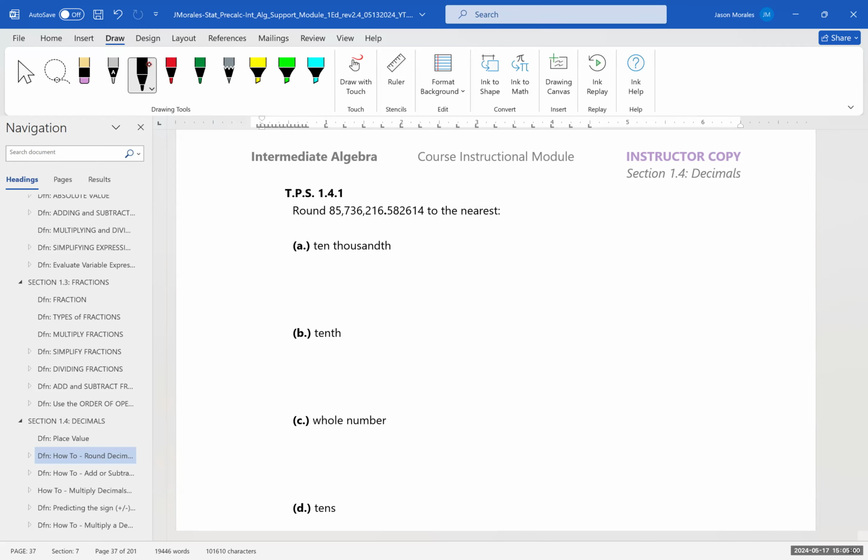Okay, let's look at rounding these think, pair, share examples. So we're working with a different number now. This is 85,736,216 and 582,100,614 millionths. And let's round this to the nearest 10,000th. So first, let's go ahead and write our number.